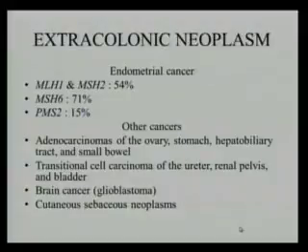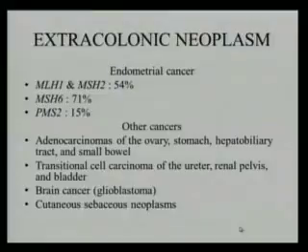So that is why we call this a syndrome or a condition, because it's not only involving the colon. It not only has a genetic predisposition, but also multiple other extraintestinal or extracolonic manifestations. Endometrial cancer is the second most common cancer in these patients: with MLH1 and MSH2, 54%, with MSH6, 71%, even higher than colorectal cancer here. PMS2 is 15%.